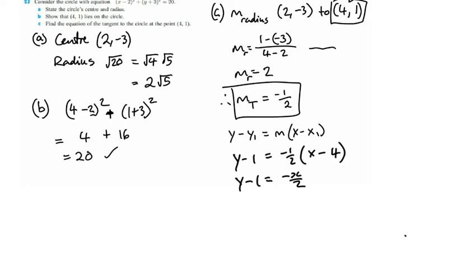-1/2 by -4 is +2. Add 1 to each side and I get y equals -x over 2 plus 3. And we've found what we were after.